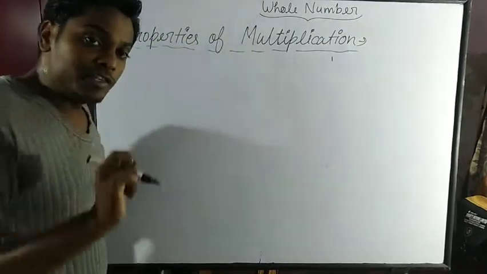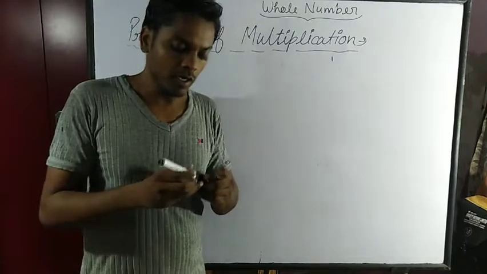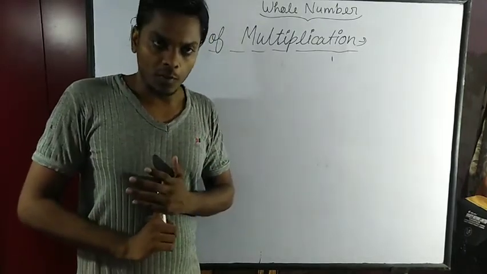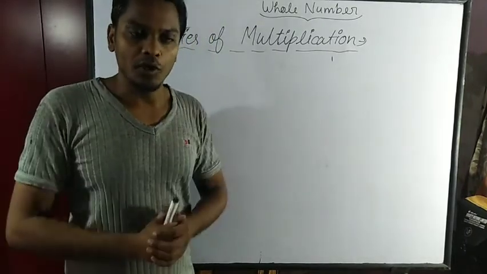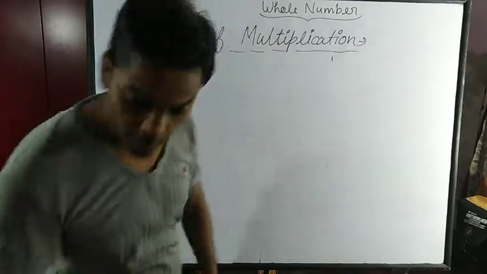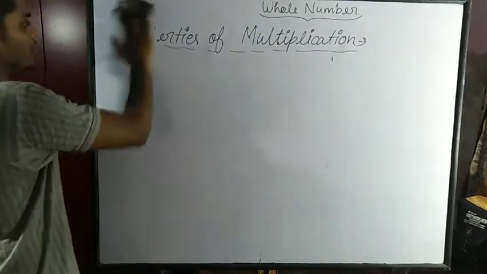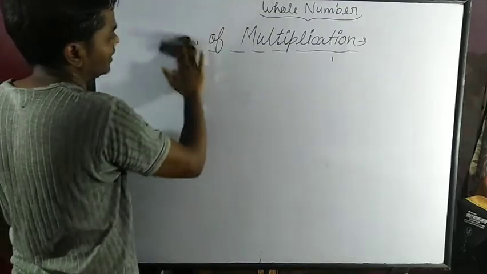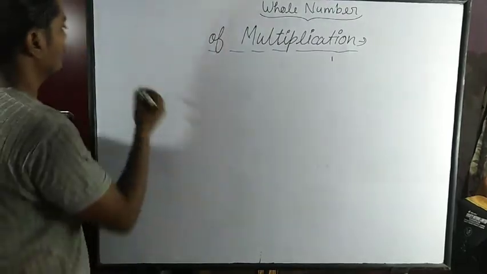In all three, the same categories: number one is closure property, number two is commutative property, and number three is associative property. So the first one is the closure property of multiplication.